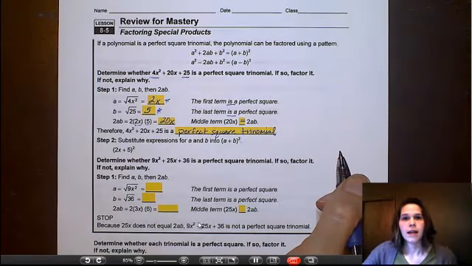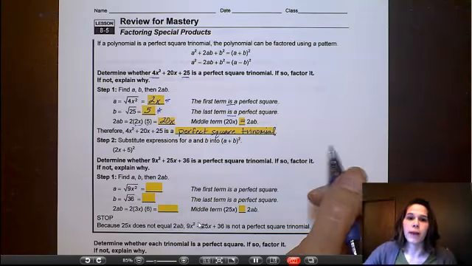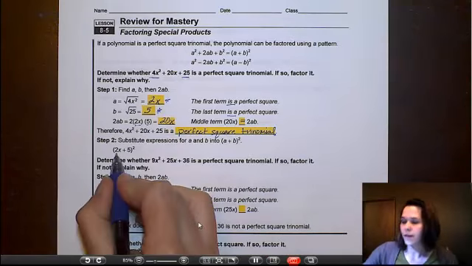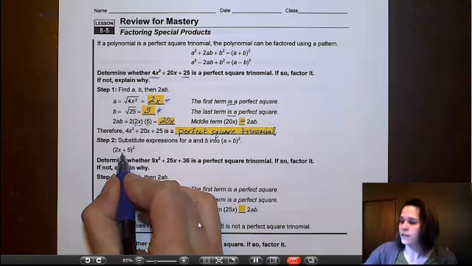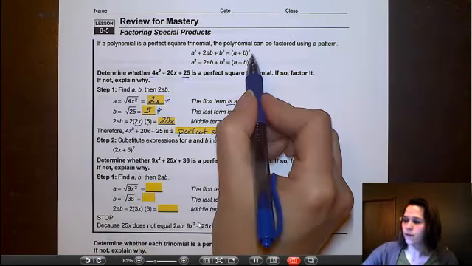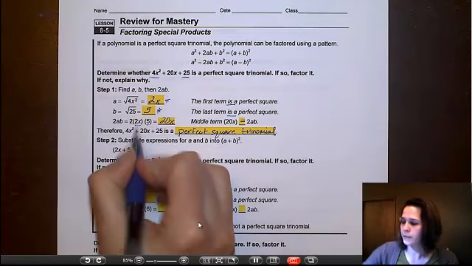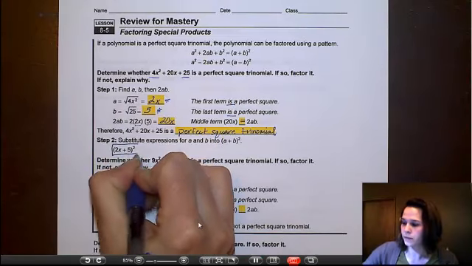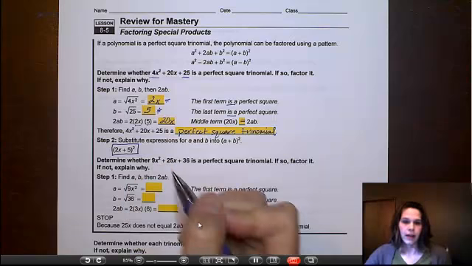Now, the last thing to get your actual answer will be to substitute the expression back in. So my a value was 2x, my b value was 5. It fits the pattern from up above, a plus b squared. Box your answer.